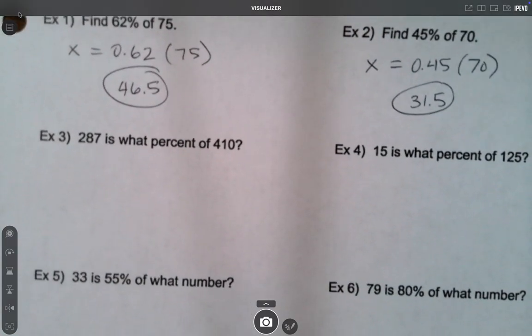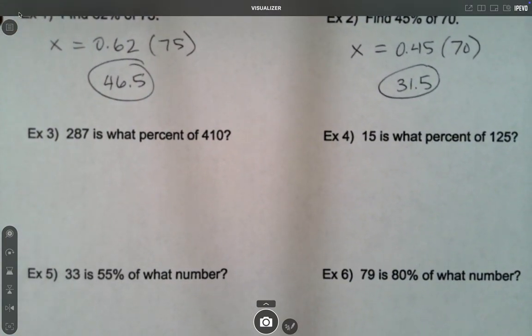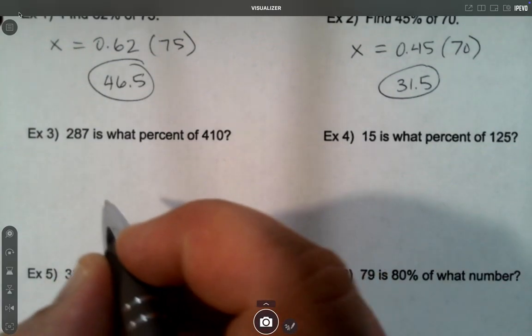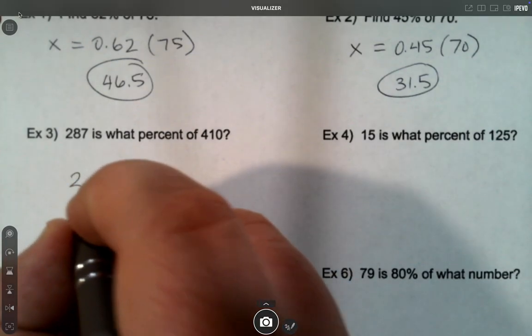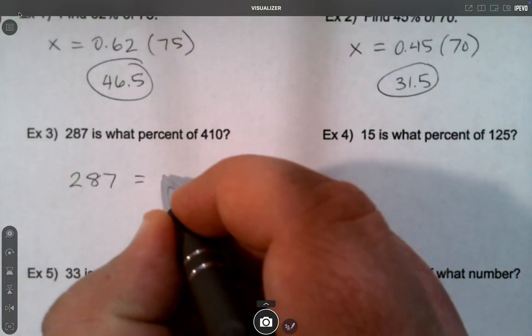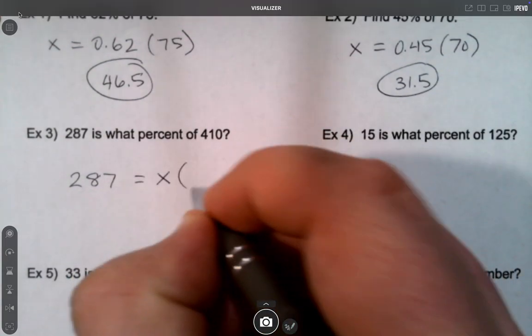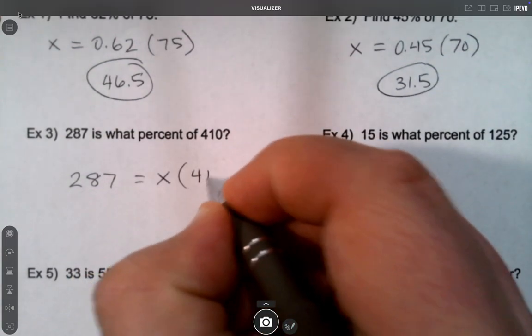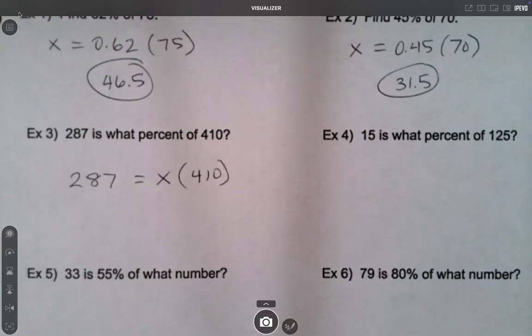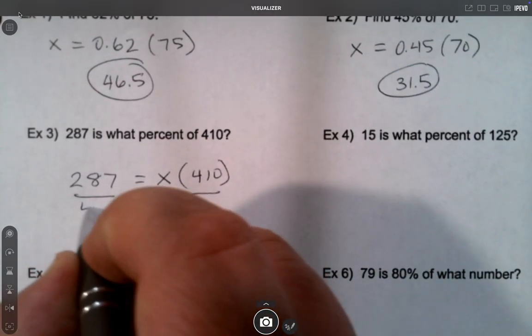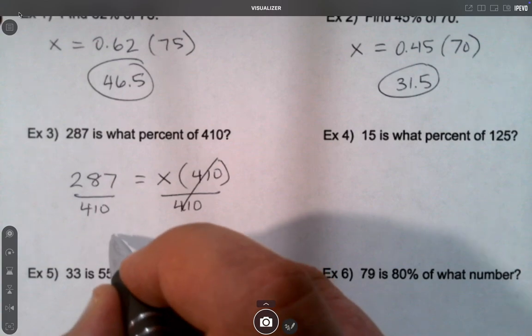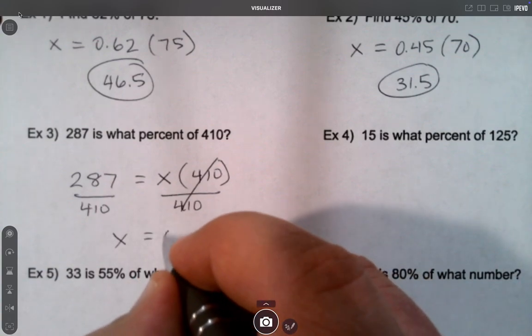Okay, now next example. 287 is what percent of 410? 287 is, so that's the part. 287, what percent, so we don't know the percent, of 410. So that's the whole, because of goes with the whole. Okay, so we'll divide both sides by 410. And we'll get x is equal to 0.7.